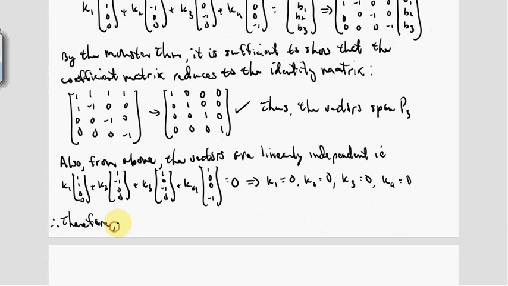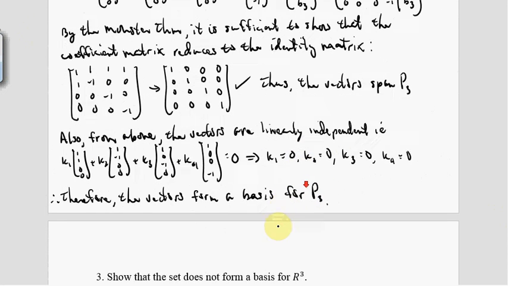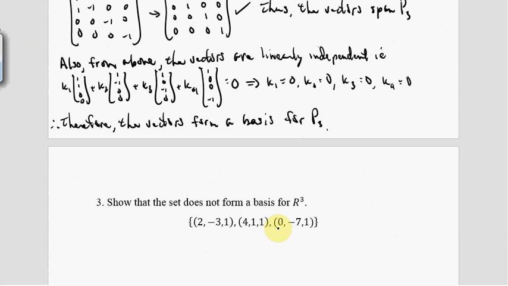Therefore, the vectors, all polynomials here, they're all polynomials, but we've written them in vector form. The vectors form a basis for P3. Okay? And the rest of them go in that order.